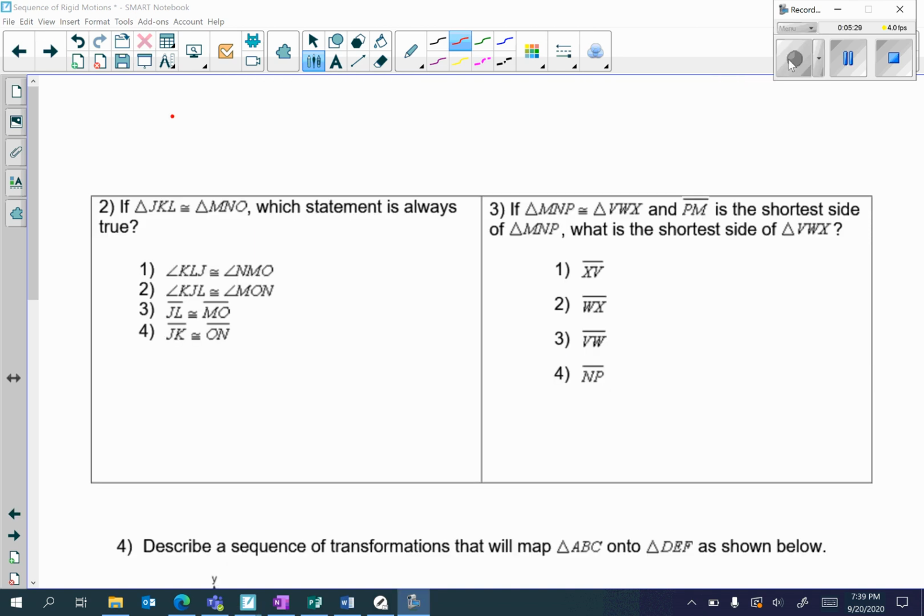Let's take a look at another example. If triangle JKL is congruent to triangle MNO, which statement is always true? So once again, I'm going to line up the letters JKL, MNO. Which statement is always true? Now let's take a look and see which sides or which angles correspond to each other. So pause the video now to try.